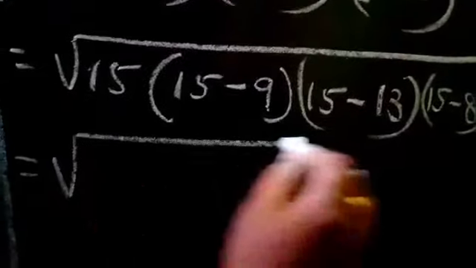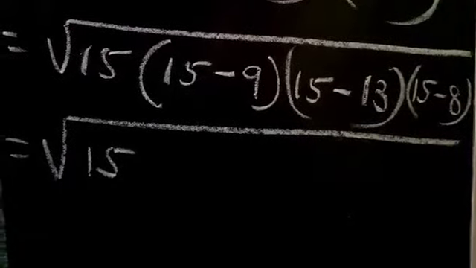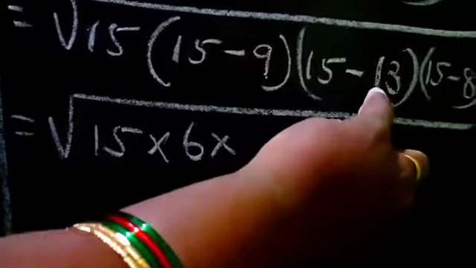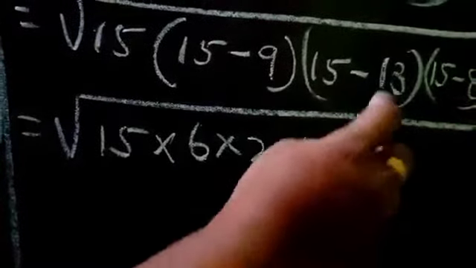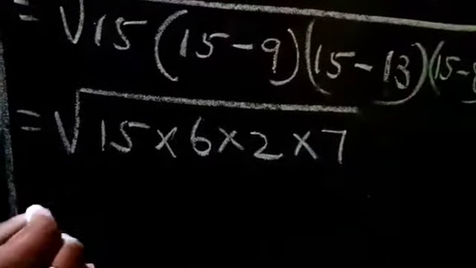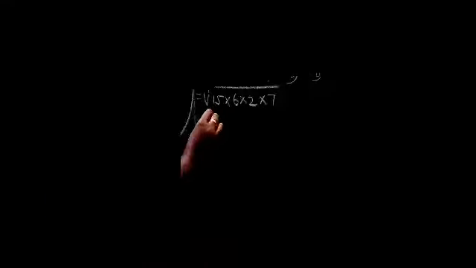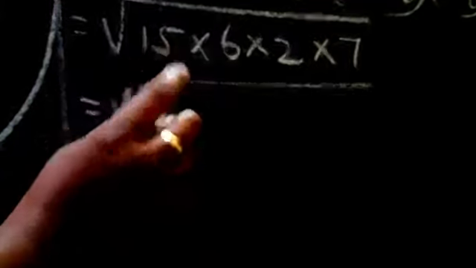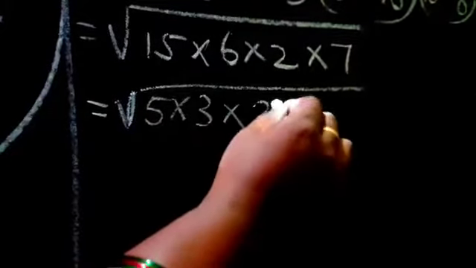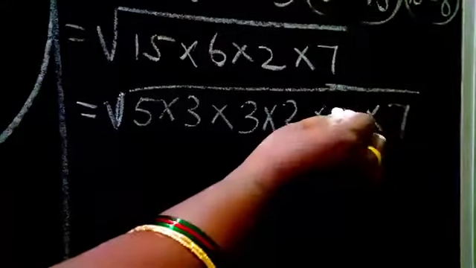Then square root of 15, 15 minus 9 is 6, into 15 minus 13 is 2, into 15 minus 8 is 7. Then we'll multiply everything. 15 we can write as 5 3s are 15. 6 is 3 2s are 6. Then this 2 we can write like that, and this 7 we can write like that only.